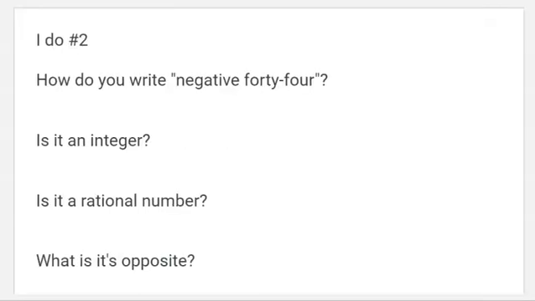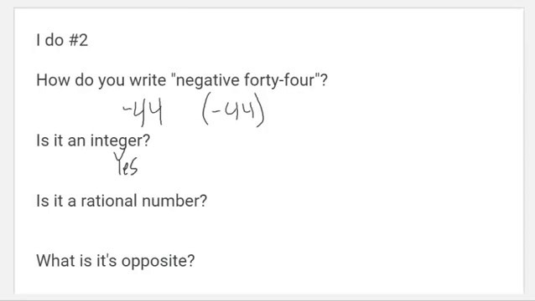Let me do another one. What about the number negative 44? How do you write that? So we learned the other day, negative 44 could be written like this, or sometimes the negative sign is with it in parentheses. Either one of those means negative 44. There we go. Is that number an integer?